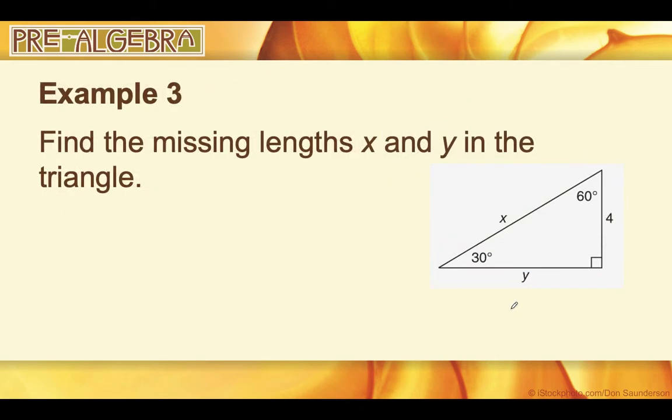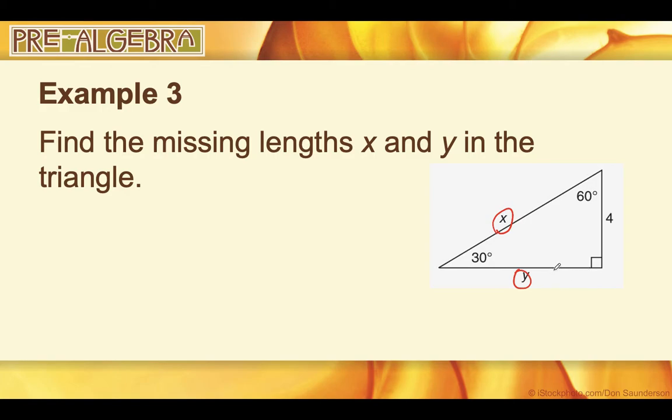All right, let's try an example. Let's find the missing lengths, X and Y, in the triangle. So I've got 2 missing lengths, X and Y. Well, first off, I need to look at my triangle. Okay, it's a 30, 60, 90 right triangle.